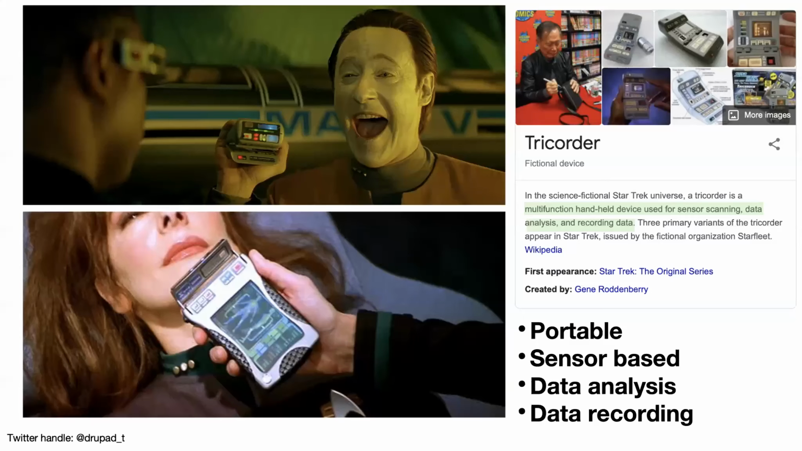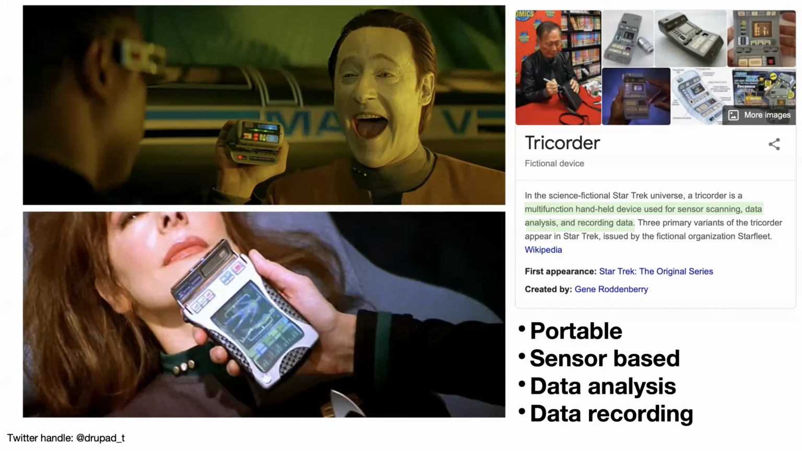Be a scanner, a sensor. Okay. So its purpose was to be used as a sensor, a scanner that can scan people's skin, their faces, and basically a medical device that will collect data, record data, and give you the results like you see on the picture at the bottom.